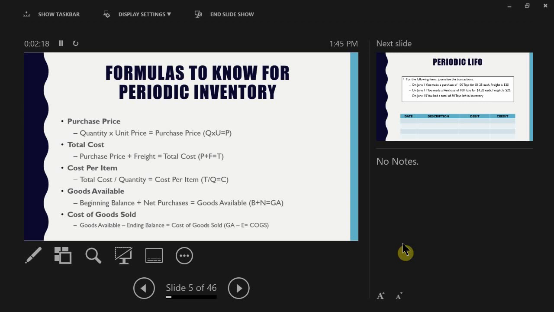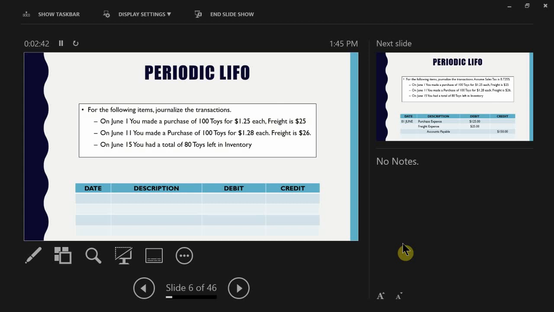These two formulas are going to stay consistent within all three methods, okay? So actually all of these are going to be the same, except when we dive into tomorrow's lesson, the cost per item is going to actually change, right? But other than that, FIFO or LIFO, the formulas are identical. It's just a matter of how you calculate the ending balance and the cost of goods sold. So let's go ahead and dive right into our first exercise.